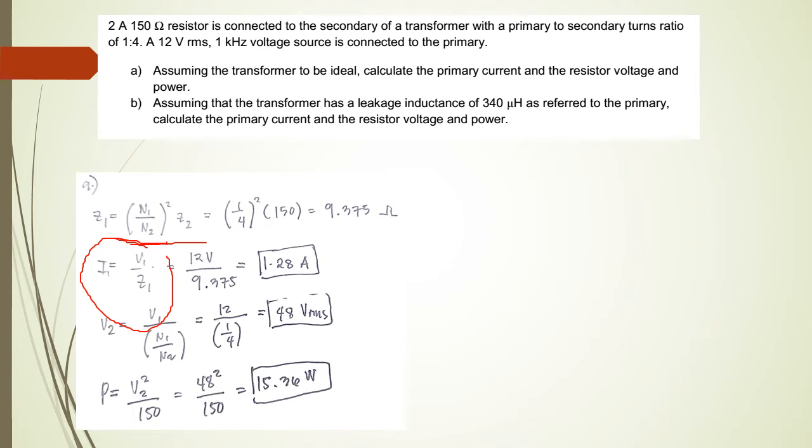So, problem 2. A 150 ohm resistor is connected to the secondary of a transformer with a primary to secondary turns ratio of 1:4. A 12 volts RMS 1 kHz voltage source is connected to primary. Assuming that the transformer to be ideal, calculate the primary current and the resistor voltage and the power.